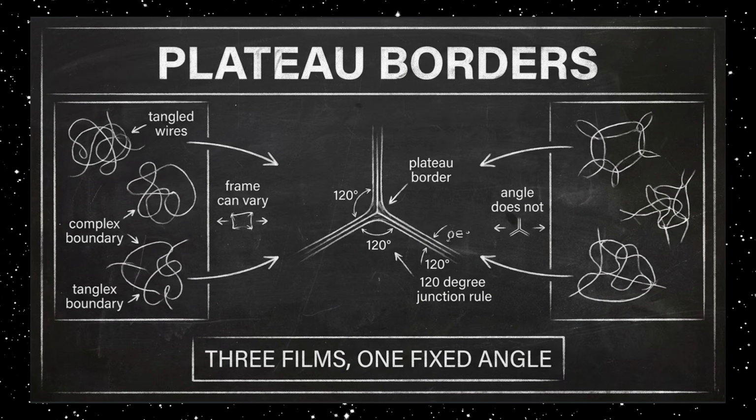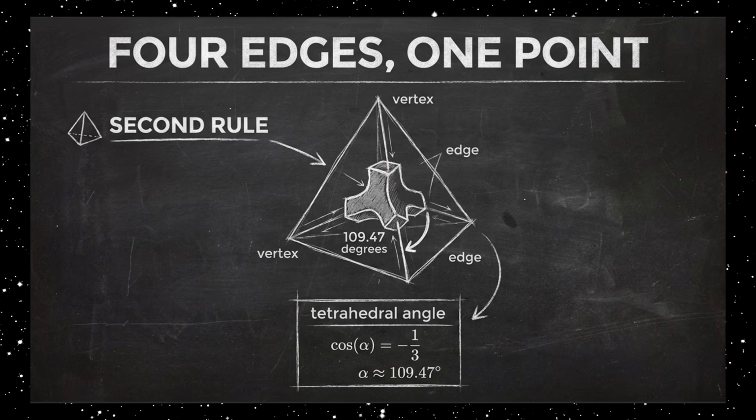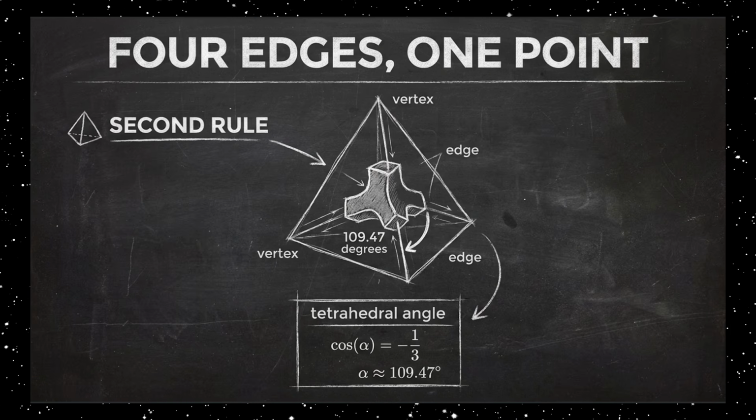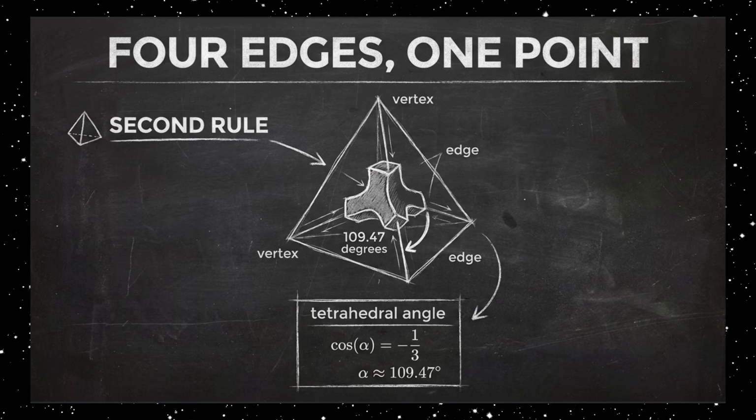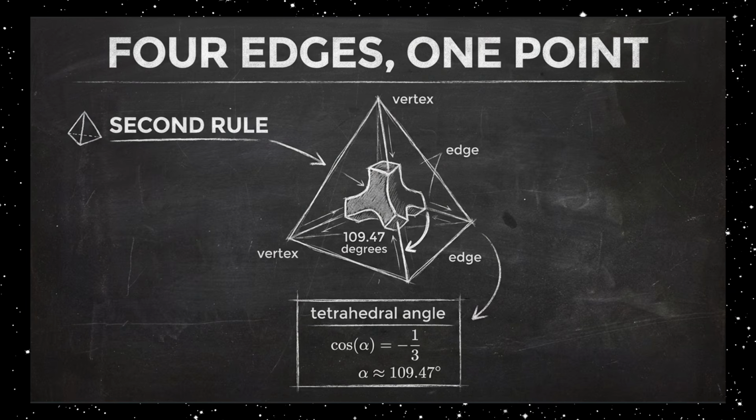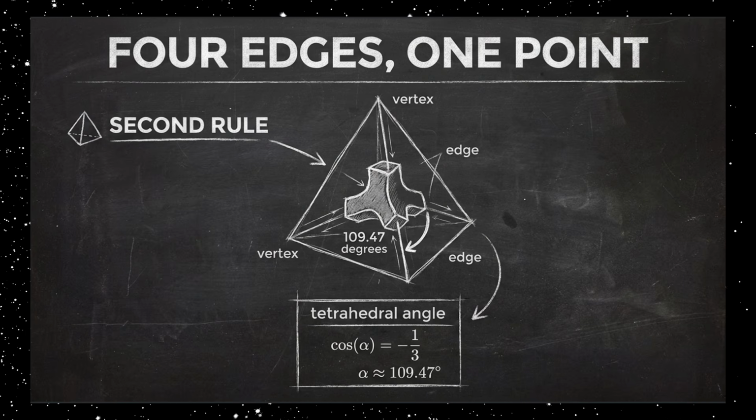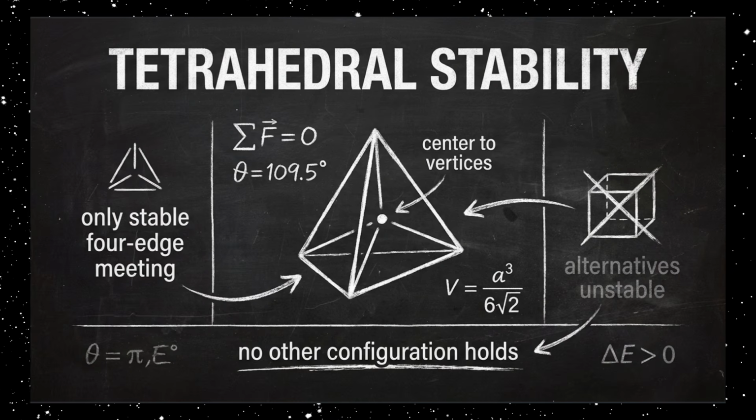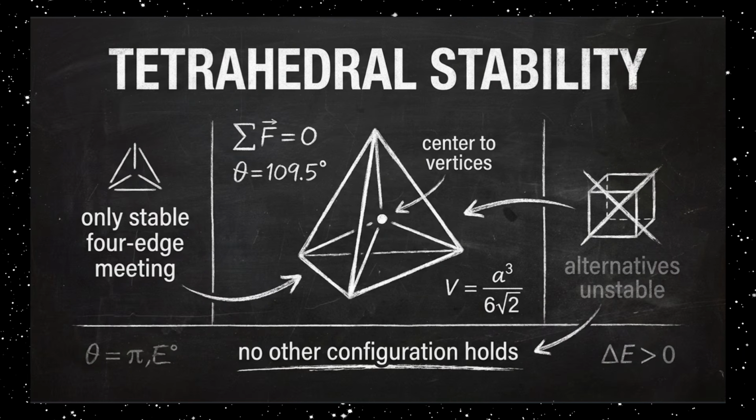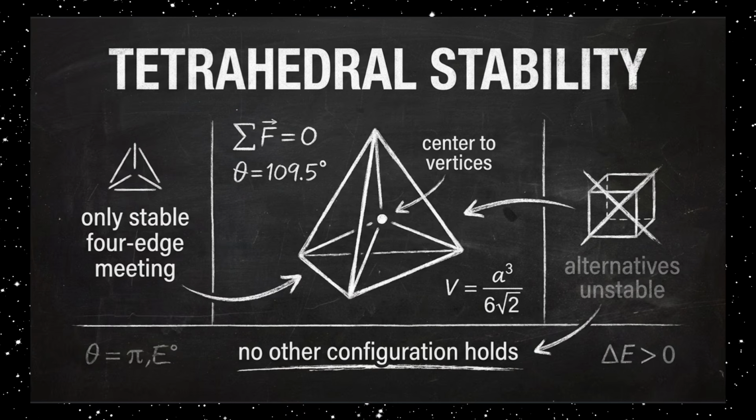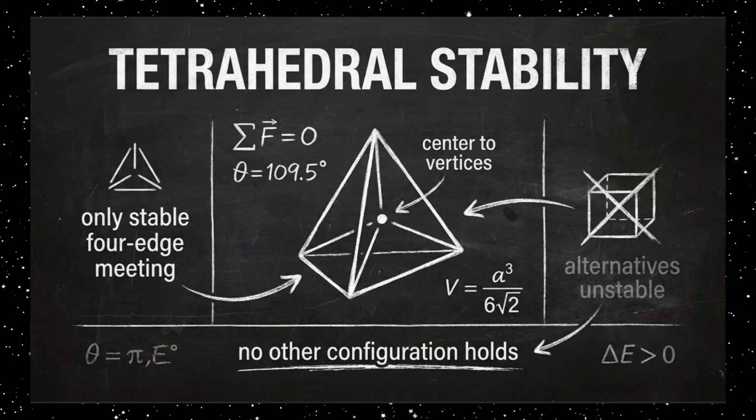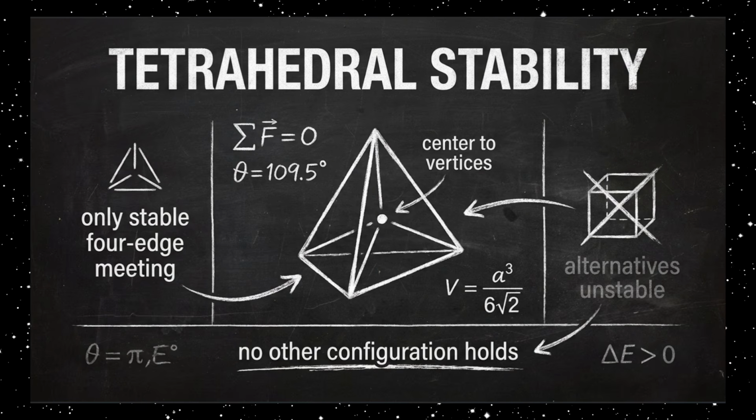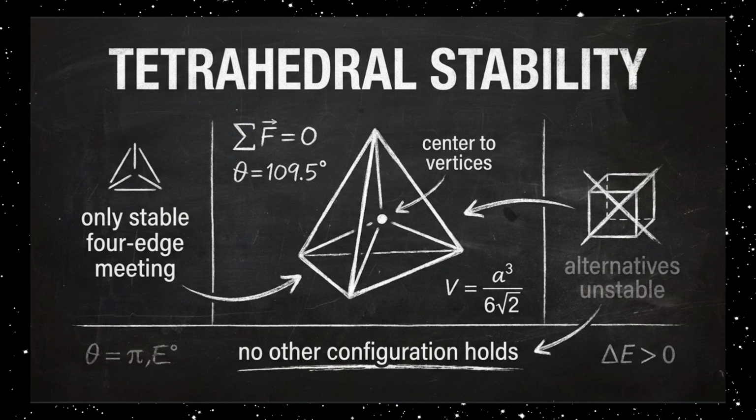3 at 120. And here's the second rule. When those edges, those lines where 3 films meet, come together at a point, exactly 4 of them meet. And they do so at an angle of about 109.47 degrees. That's the tetrahedral angle. The angle you'd get if you put a dot in the exact center of a tetrahedron and drew lines out to the 4 corners. 4 edges meeting at one point at tetrahedral angles. Always. No other configurations are stable.